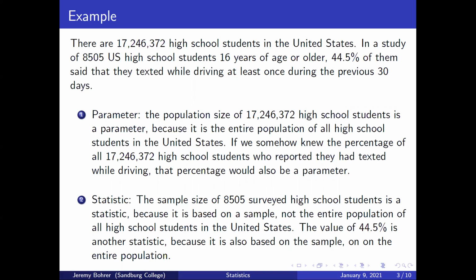Statistic. The sample size of 8,505 surveyed high school students is a statistic because it is based on a sample, not the entire population of all high school students in the United States. The value of 44.5% is another statistic because it is also based on the sample, not on the entire population.